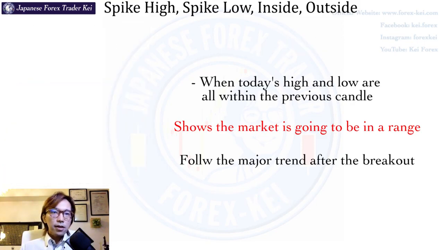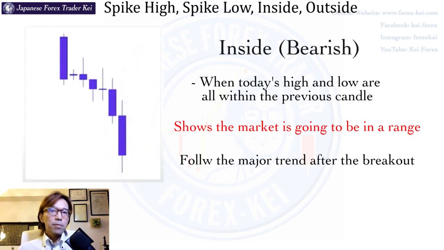And here is another version of inside. The previous one was the inside while the market is on bullish, but this one is while it's on bearish. So basically it's the same thing, but when there's an inside during the downtrend, it should be when the price of high and low today is within the previous high and low. So when you look at this pin bar or doji candle right here, when you look at the previous high and low, the candle is all inside, right?